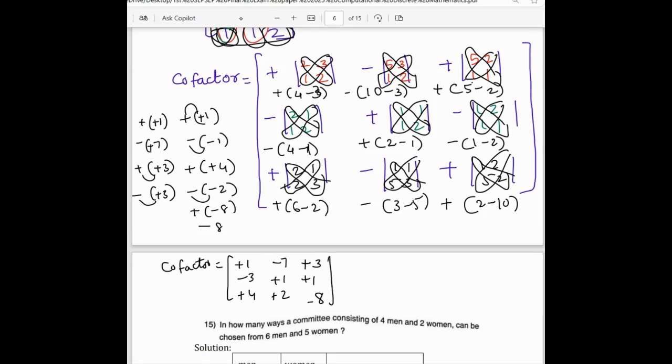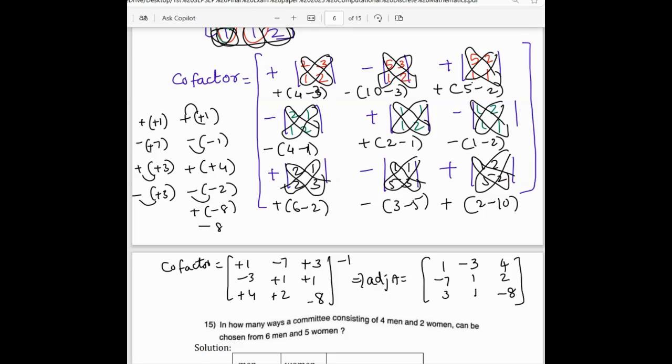So now whatever we have got, if you take the transpose of that, it gives you the adjoint of A. So what is the adjoint of A? Adjoint of A will be 1 minus 7 3 and minus 3 1 1, then 4 2 minus 8. So this is your adjoint of A.